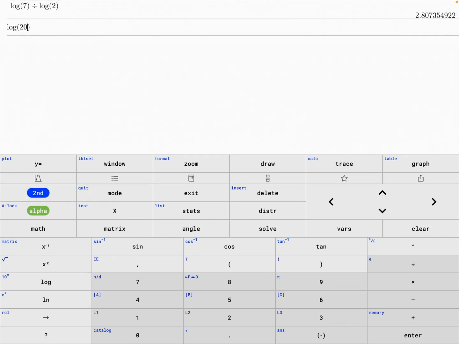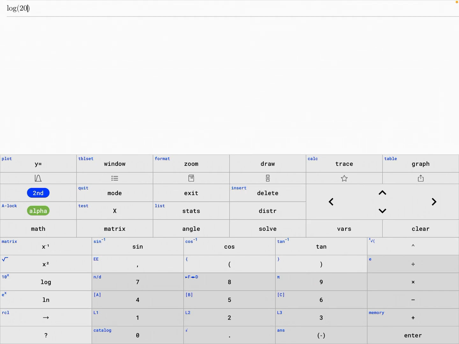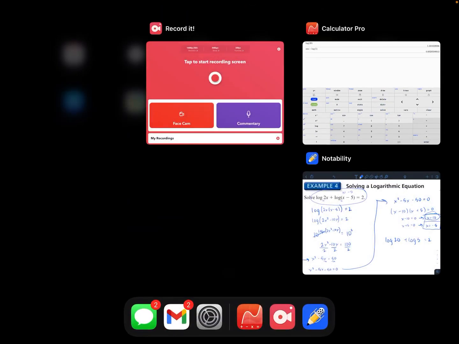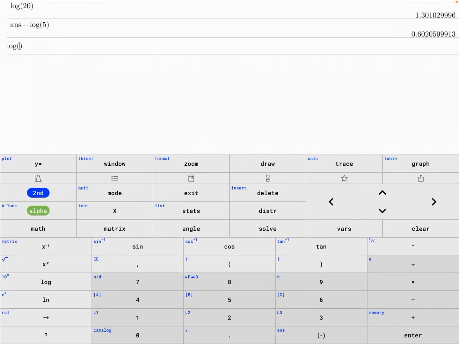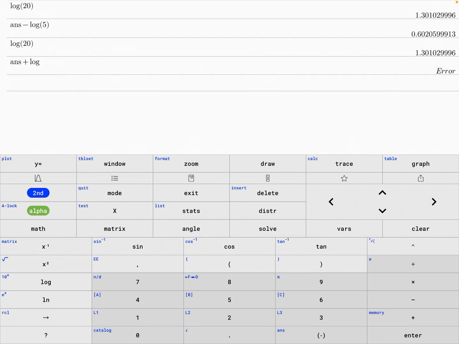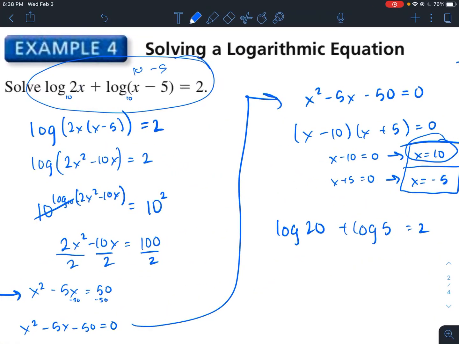So log of 20, let's try that again. Log of 20 plus log of 5. Sorry, what did I do this time? I didn't put in log of 5. Sorry, this is so difficult. So log of 20 plus log of 5. Okay, enter, and I get 2. So there we go. So this checks out.